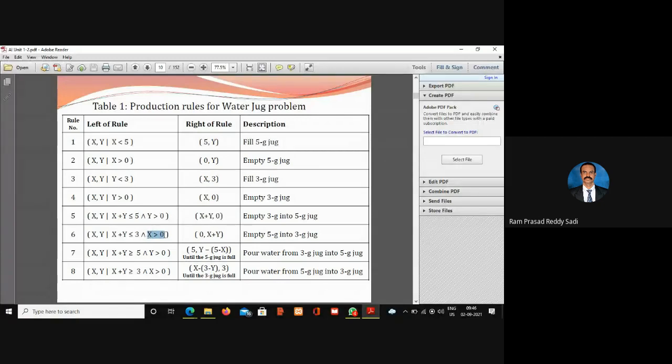So what are you trying to do? You are trying to make it empty. Now the second jug will have the total quantity x plus y, that is the initial quantity y and the new quantity x. So, empty the 5-gallon jug into the 3-gallon jug.